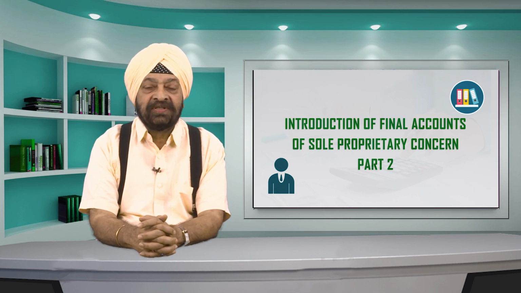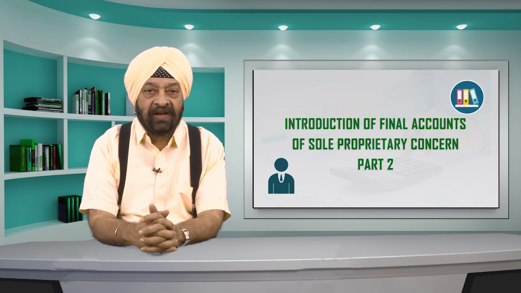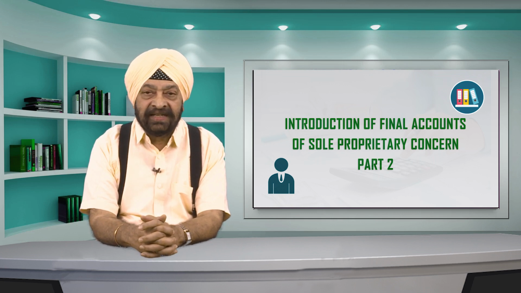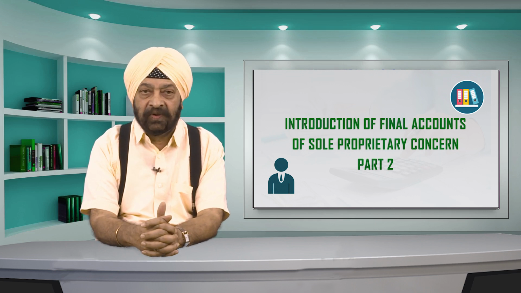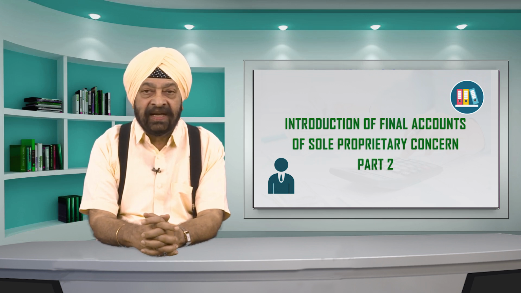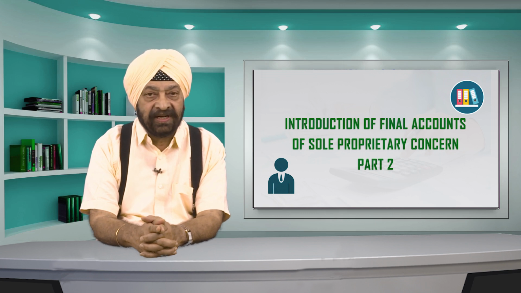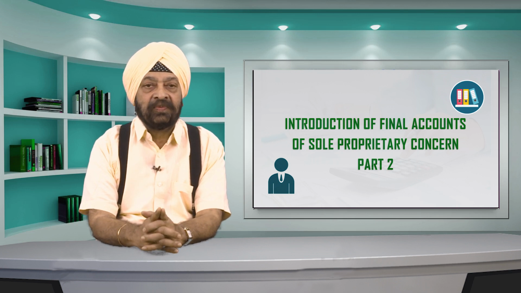Profit and loss account starts with the gross profit on the credit side if we are having profit in our trading account. And in case of gross loss, it starts with the gross loss on the debit side, which we have transferred from trading account. Thereafter, all indirect expenses and losses are transferred to the debit side of the profit and loss account. Indirect incomes and gains are transferred to the credit side of profit and loss account.